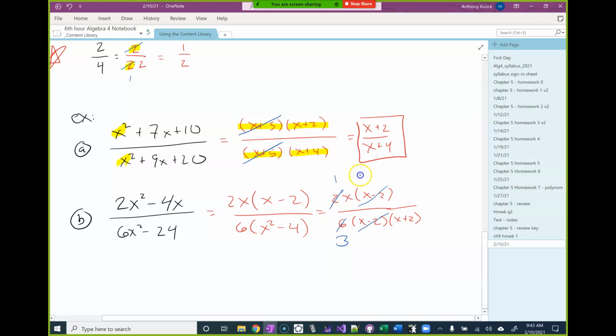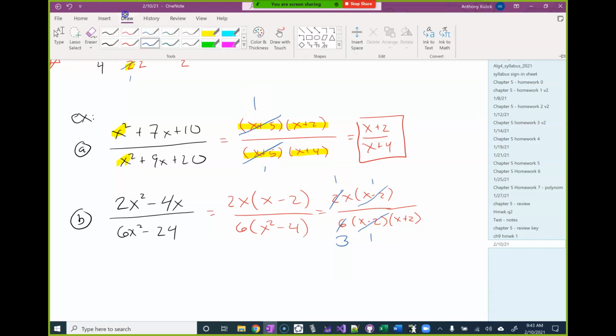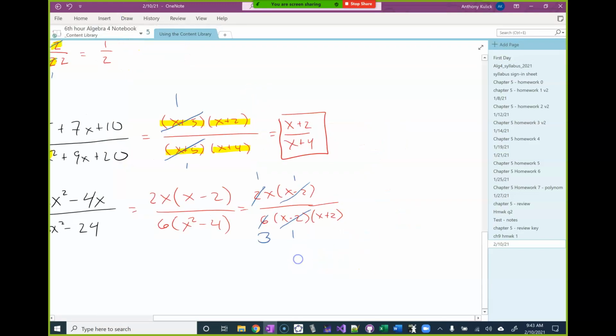Okay, again, when we cross things out, they become 1s. We should get used to writing that down. So what am I left with in the numerator? 1 times x times 1, or just x. And the denominator, 3 times 1 times x plus 2. So 3 times x plus 2. There's no need to multiply anything back out. Just leave it in a factored form in the denominator is preferable.